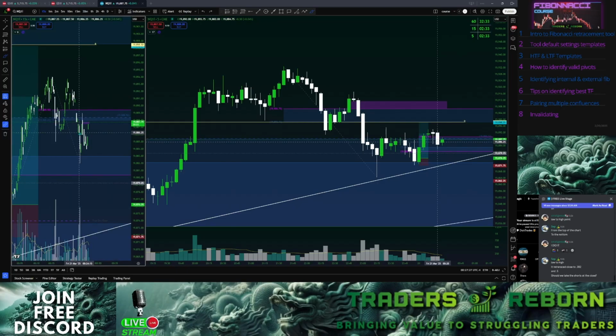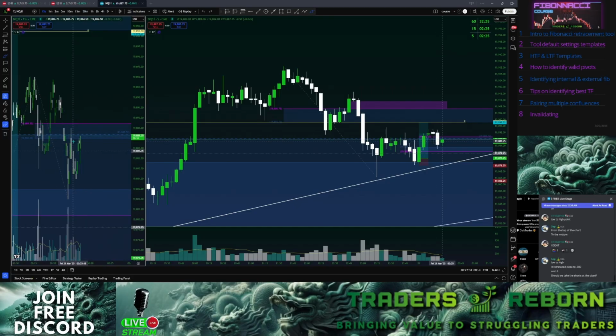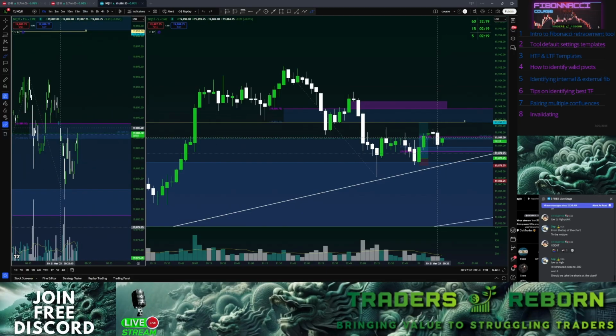Depending on if you're a scalper, 5 minutes to the 1 minute. If you're a day trader like me, 1 hour, 15 minute, 5 minute, right? If you're a swing trader, monthly, daily, 4 hour, 1 hour, right? Time frame alignment. Look, it's aligning with this area now, right?